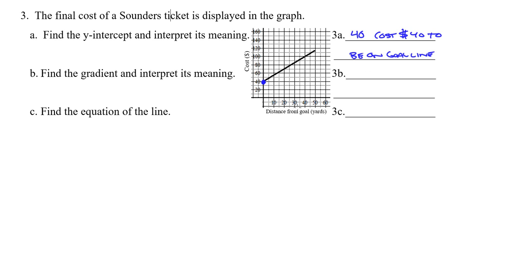Like, as you get closer and closer to midfield, the price goes up. That was the intent, but that was a hard one to comprehend from that. Yeah, I get it, that makes no sense. Yeah, I know. I tried. It didn't work. Sorry.